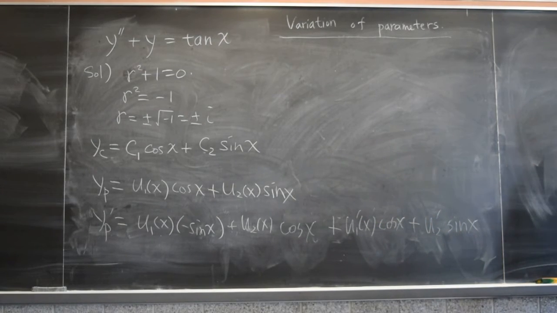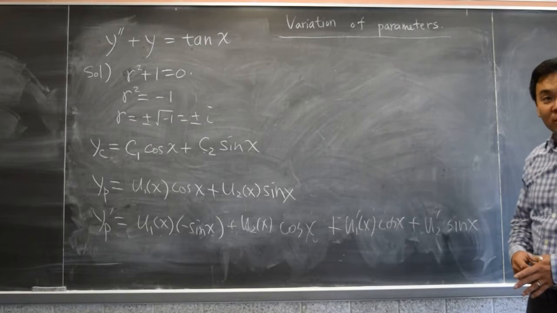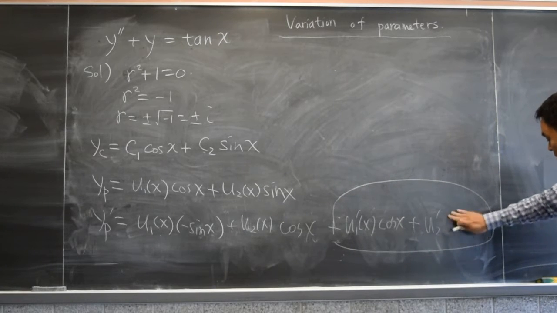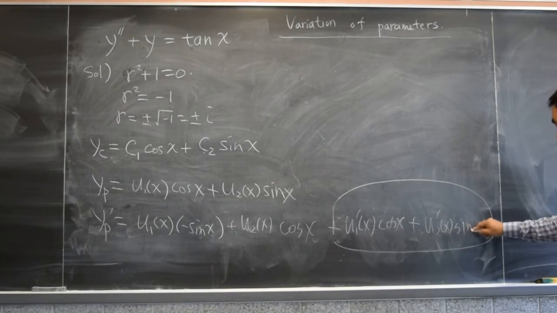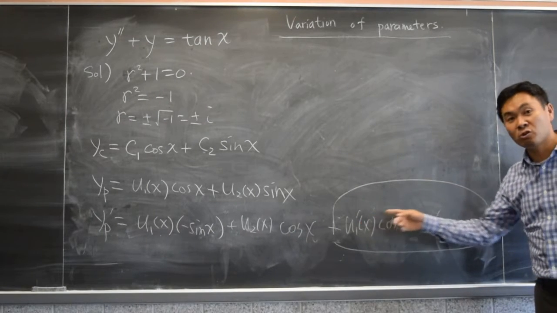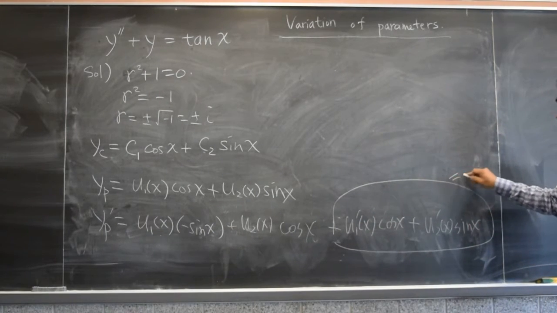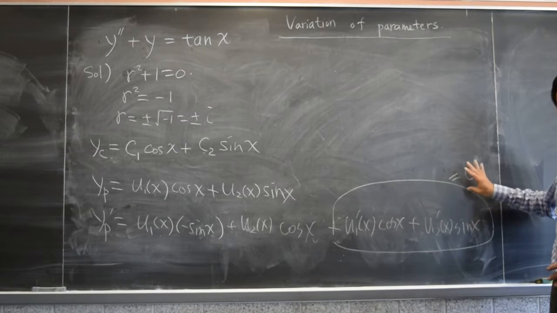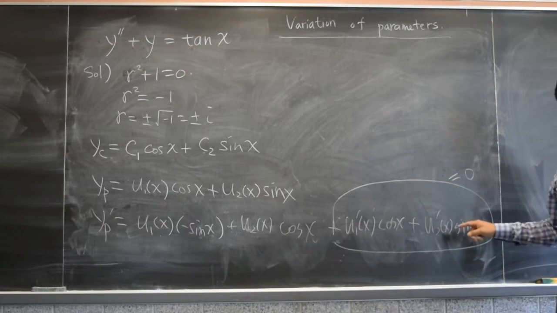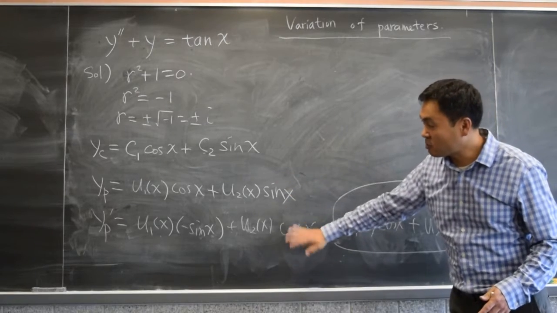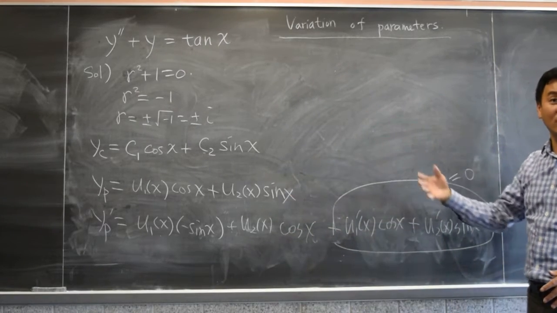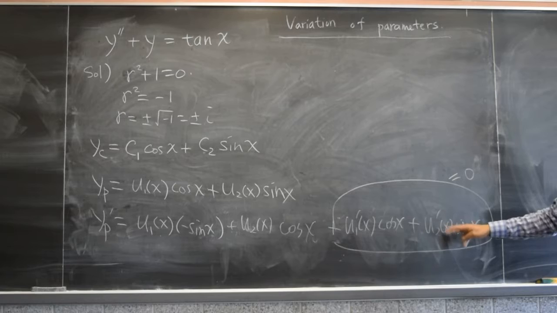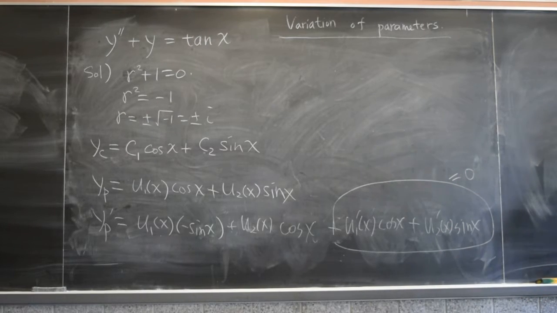Okay? And the extra assumption is that the terms with u1 prime and u2 prime, sorry, I forgot an x here, u2 prime x, will equal 0. Okay? And it's okay to assume this because this will give you one equation for the 2 unknown functions u1 and u2. And then when you differentiate this again and you plug into the left side, that's going to give you a second equation for u1 and u2. And therefore, you have 2 equations for the 2 unknown functions, and everything's good. Okay? All right.